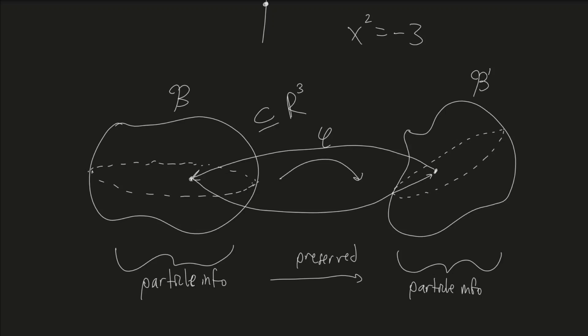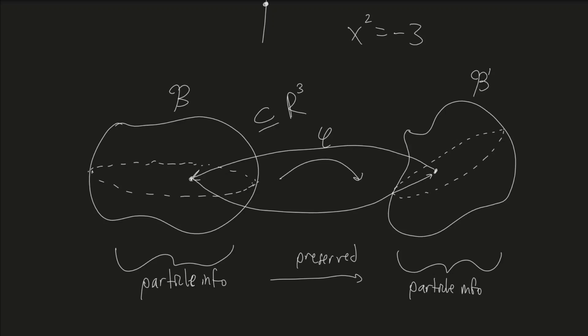So if I consider all the particles in B, I should be able to know where they all move to in B prime. And then at the same time, I should be able to know where all the particles in B prime came from. And if you imagine this sort of visual continuous deformation, then the visual idea of this is being able to go through the deformation and then also go back, if you can kind of play that animation in your head.